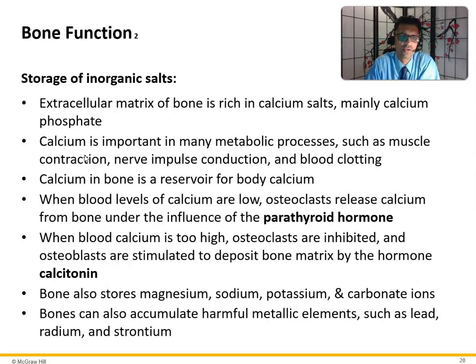What are some other things that are stored in bone? Well, you have extracellular matrix of bone, which is rich in calcium salts, mostly calcium phosphate. Calcium is important in many metabolic processes such as muscle contraction, nerve impulse conduction, and blood clotting. Calcium in bone is a reservoir for body calcium. When blood levels of calcium are too low, osteoclasts release calcium from bone under the influence of the parathyroid hormone, so that's where homeostasis comes in. When blood calcium is too high, then osteoclasts are inhibited and osteoblasts are stimulated to deposit bone matrix by the hormone calcitonin. So we want to get that back to homeostasis.